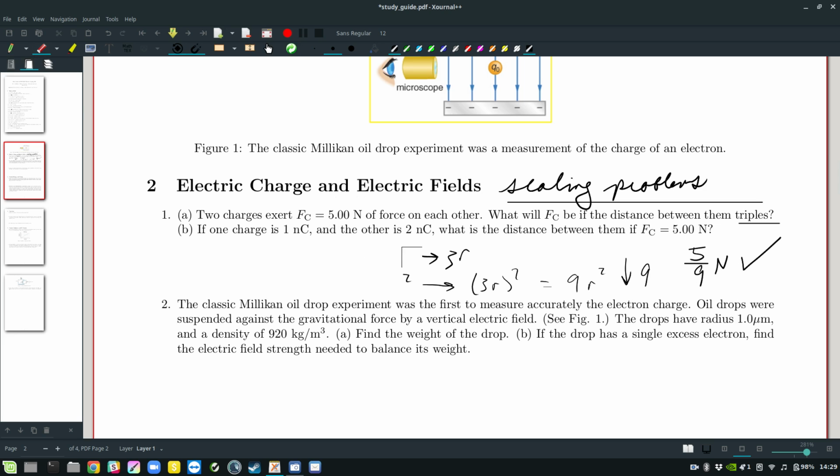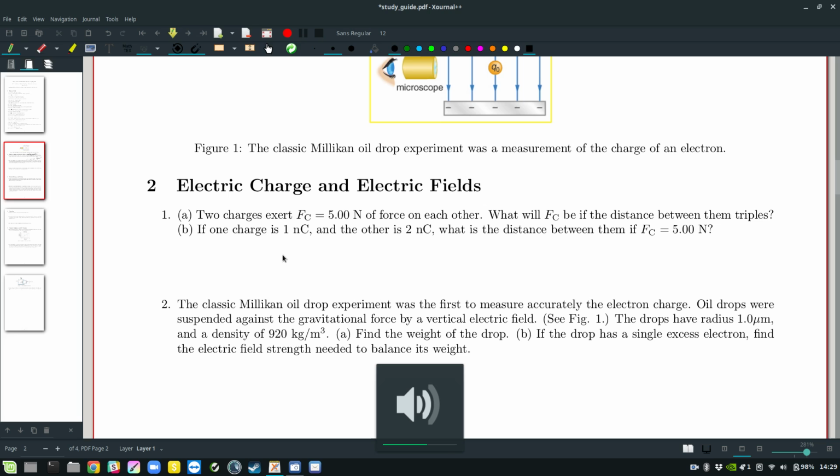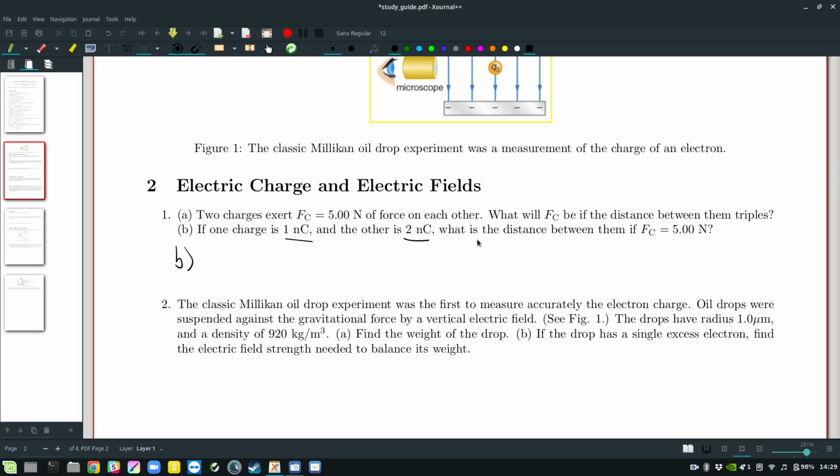But it says if one charge is 1 nanocoulomb and the other charge is 2 nanocoulombs, what is the distance between them if Fc is 5 newtons? So in this case, the most prudent course of action is to solve for the distance. So we know now Q1 and Q2 and the force, and we also happen to know K.